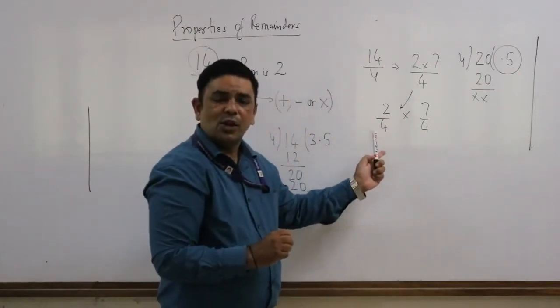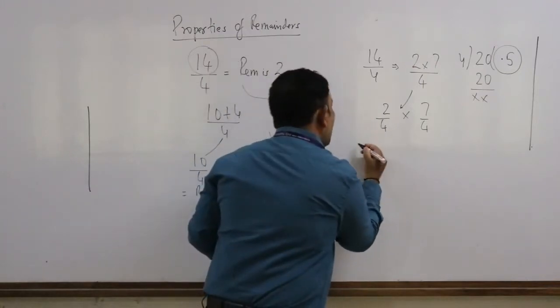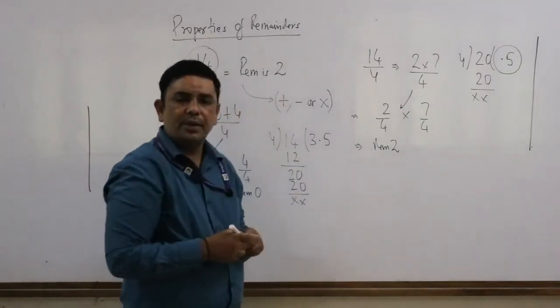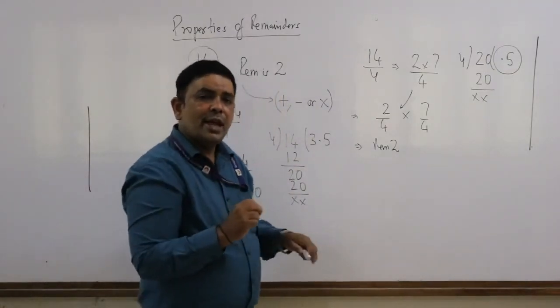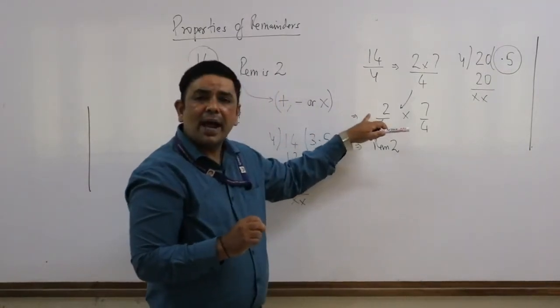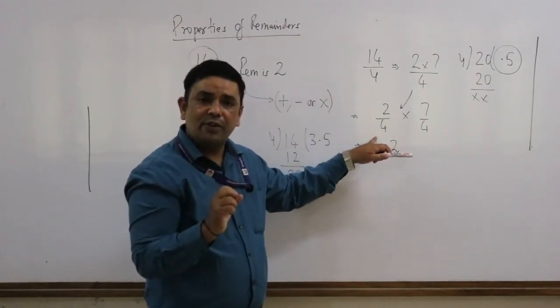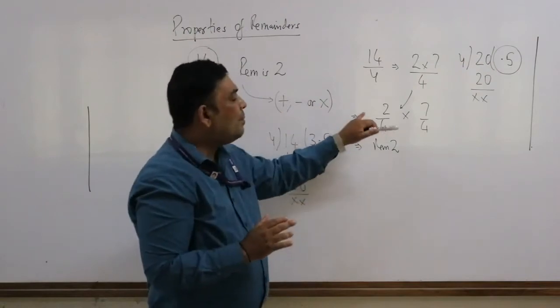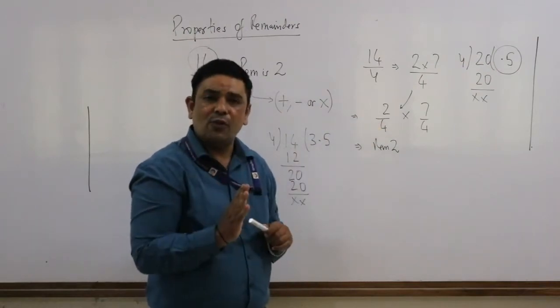Now therefore, let's come back here. So what is the remainder when 2 is divided by 4? When 2 is divided by 4, the remainder is 2. Now please remember this. Whenever a number is divided by another number greater than itself, then division is not possible and the remainder will be equal to the number itself.